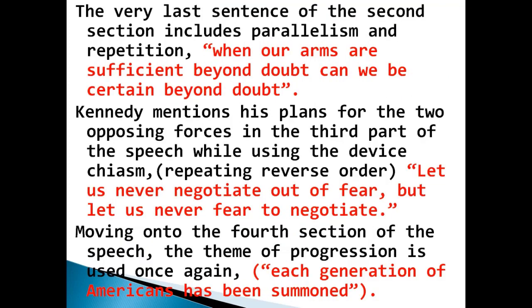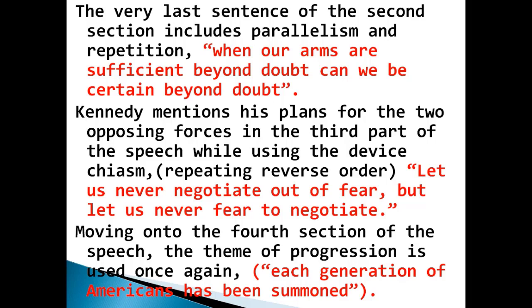The very last sentence of the second section includes parallelism and repetition. When our arms are sufficient beyond doubt, can we be certain beyond doubt? So this is repetition. If our arms are sufficient, it means that if we get a lot of arms, like weapons, will it be guaranteed for our certainty?